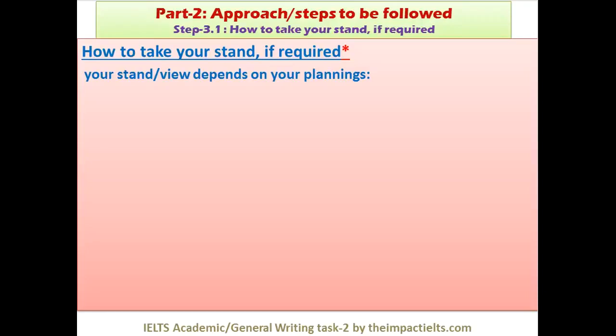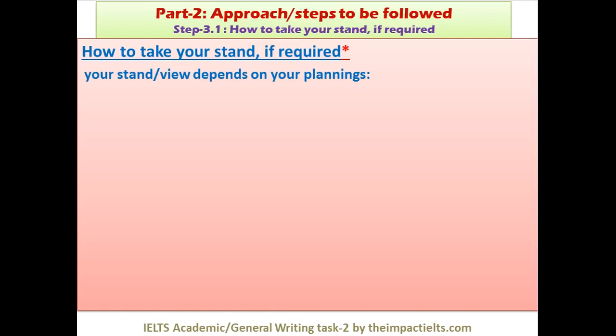Hello again. We are still following the steps taken while writing our task. We are still in step 3, where we say how to plan the things, to plan the ideas. This is the sub point of that. In this video, I'm going to show you how to take your stand if required in a question.